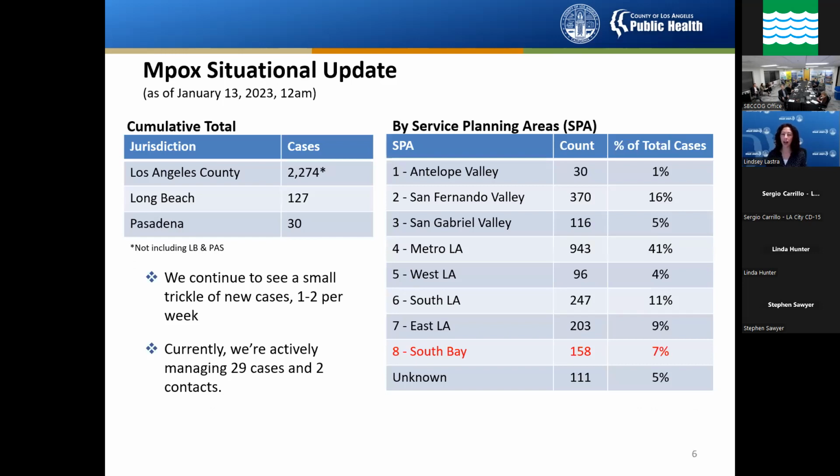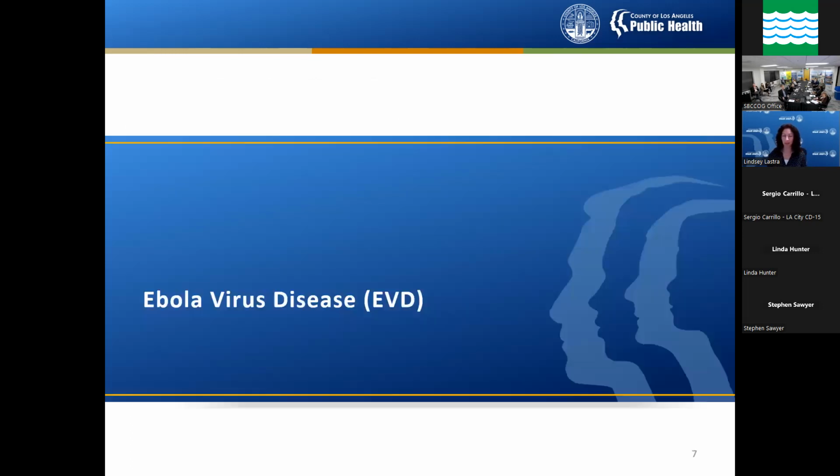Really quick about monkeypox. Great news is, again, this one, just like COVID, we're seeing a decline in numbers. Overall, we saw a cumulative total of cases of 2,274, which do not include the ones for Long Beach and Pasadena, since they have their own health department. In SPA 8, we managed about 7% of those cases, which was 158. Right now, as of last Thursday when I got the count, we had one case of monkeypox in SPA 8. Numbers continue to go down. We are actively seeing in all of LA County 29 cases with 2 contacts. So things are looking good. We're doing our job managing some of these diseases.